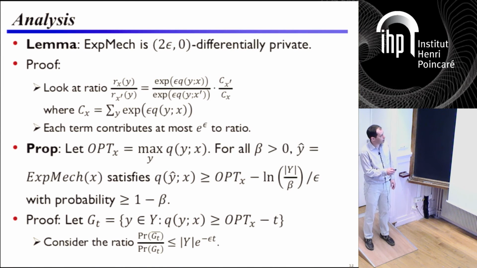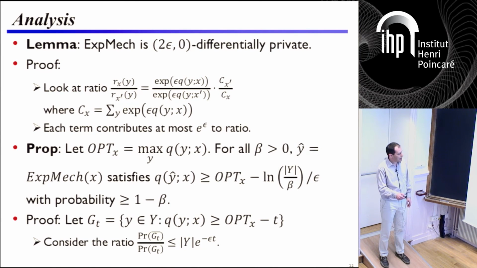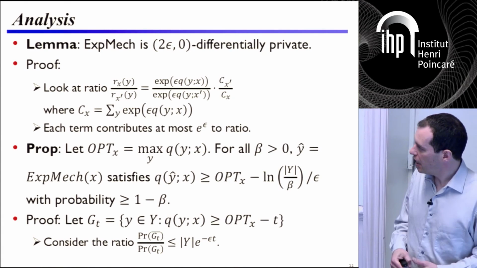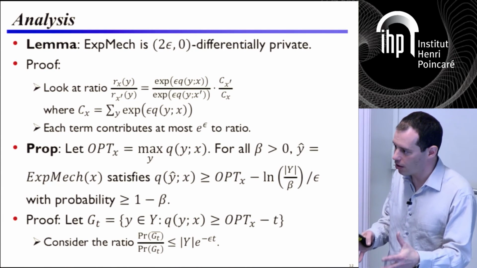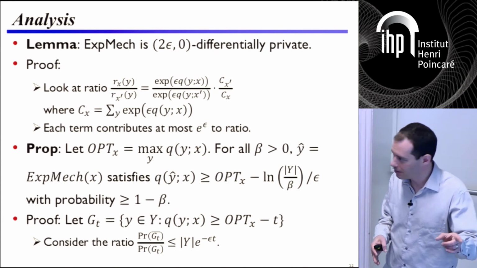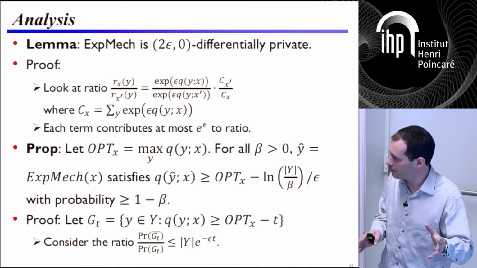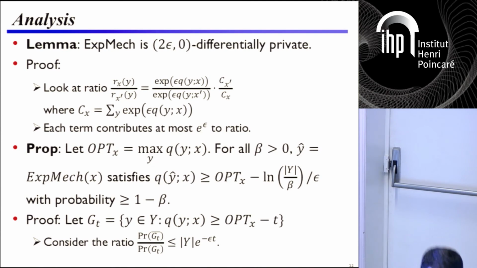So what does this give us? We get a mechanism that's epsilon differentially private, and it gives us some approximate argmax. Anytime you're designing a differentially private algorithm and you've got some argmax-like thing to solve, this is the go-to first choice. It's not always the best, but it's usually where we'll start.